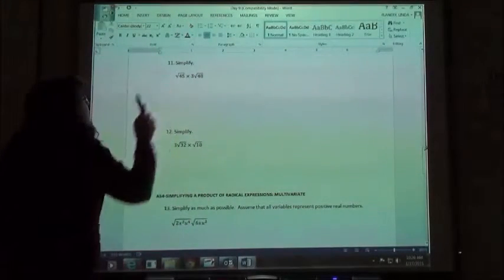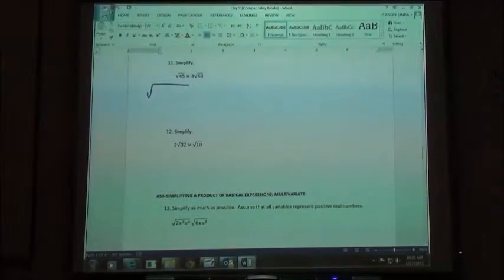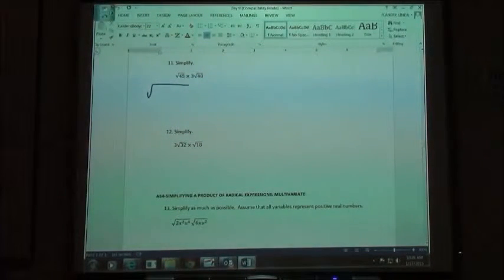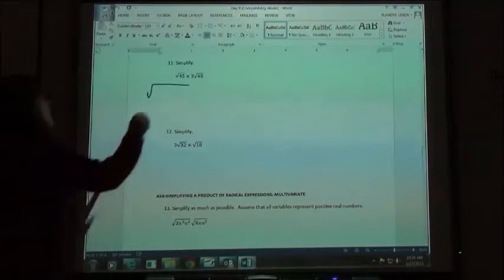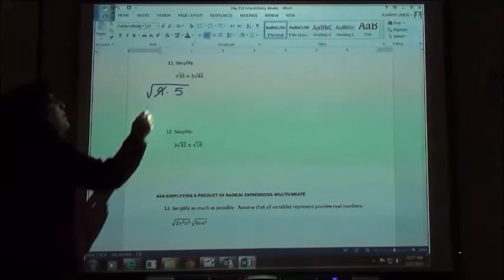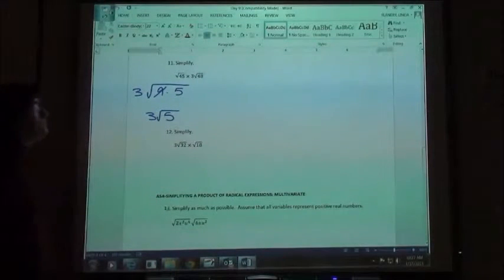So, number 11, we got 45. What times what is 45? One of which being our perfect square, of course. Nine times 5, right? 9 is my perfect square. 9 times 5, the square root of 9 is 3, so I get 3 square root of 5.